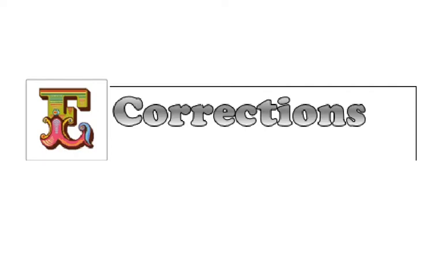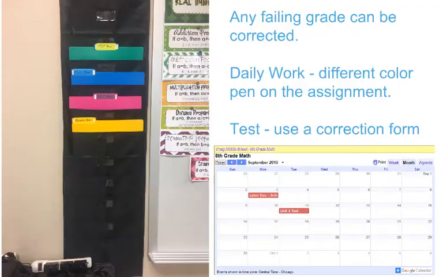This video is for letter E in your brochure, corrections. So can you correct any paper? Yes, any failing grade can be corrected. On daily work, all you have to do is take a different color pen and rework the problems for me, and that way I can tell what you've corrected and where you've corrected and shown your work.